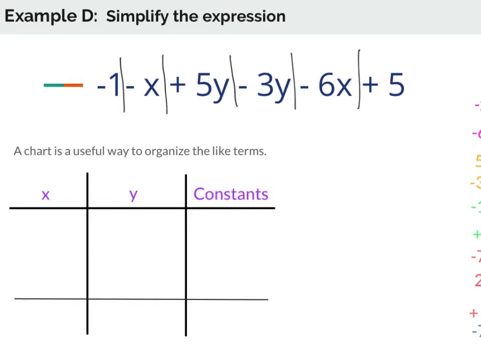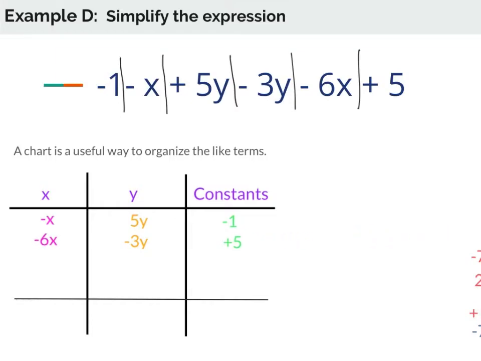So let's start with the x's. So let's see, -1, I know that's going to be a constant, so I'm going to put that in the constants category. -x, I know that's going to fall under x's, so -x. Plus 5y, that's going to be in the y's. -3y, that'll be a y. -6x, that's going to be an x. And +5 is going to be a constant. So now let's combine our like terms.